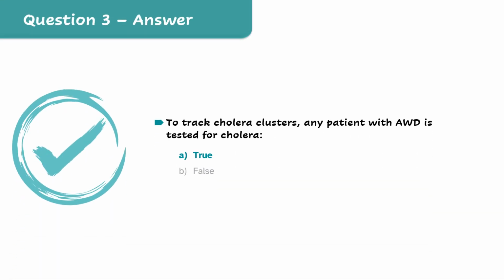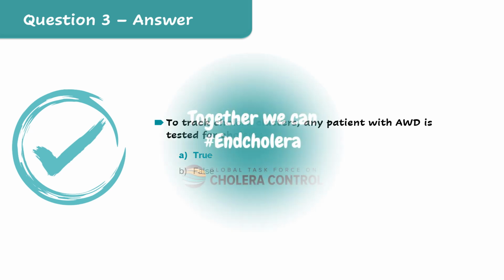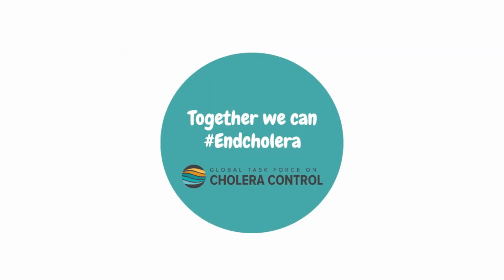The correct answer is A. This is true. When surveillance is to track cholera clusters, any patient with AWD is tested for cholera. This is because any patient with AWD is a suspected cholera case, and all suspected cholera cases should be tested to track clusters effectively. We have now completed this module.